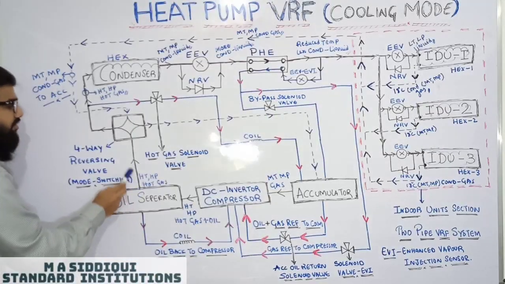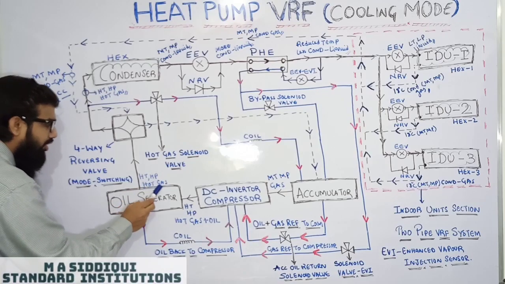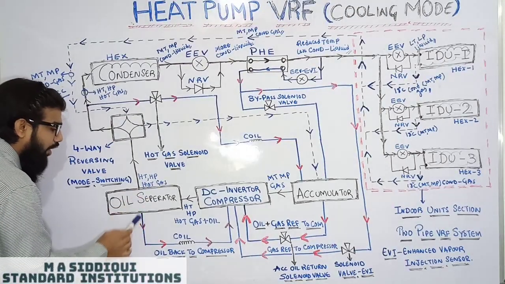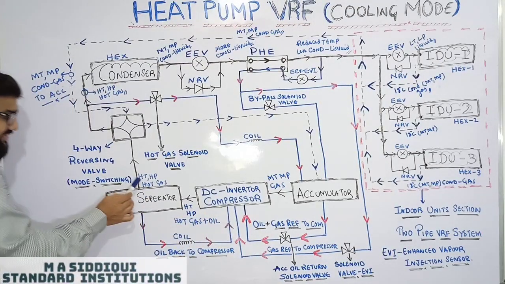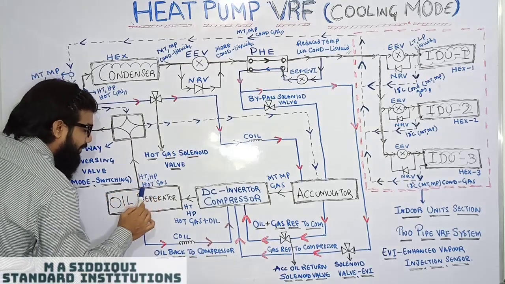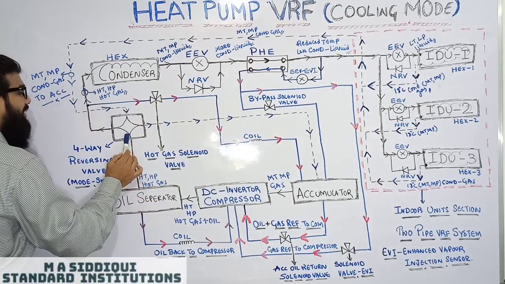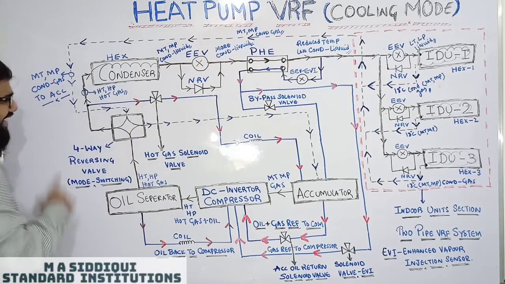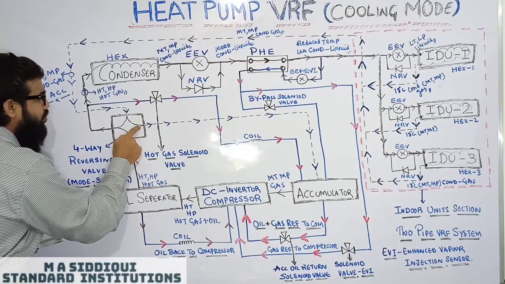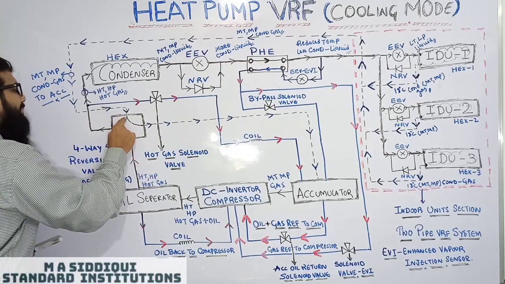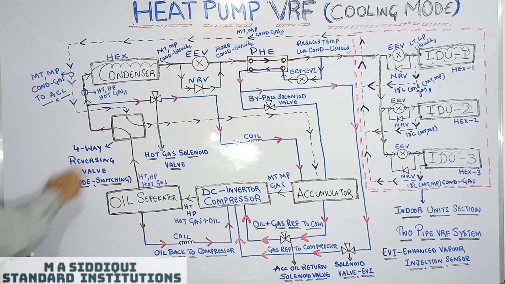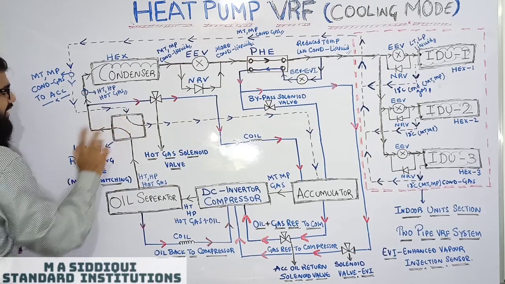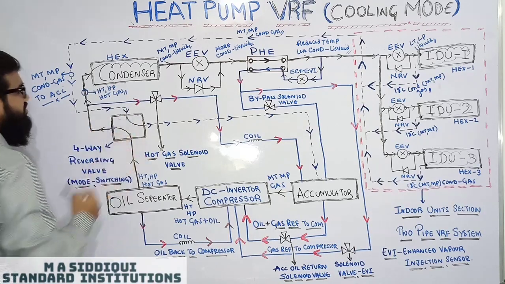The refrigerant, high temperature, high pressure hot gas without oil, since the oil is given back to the compressor, will travel to the four-way reversing valve. Here the mode is cooling mode. In cooling mode, these two connections will be off. This will be on during heating mode. In cooling mode, these two connections will be on.